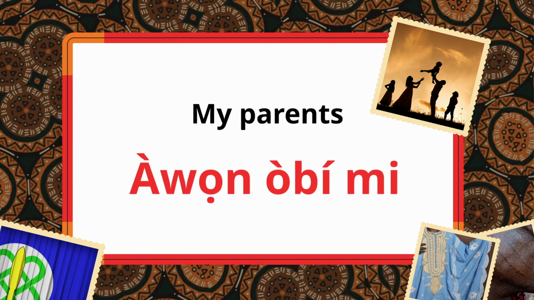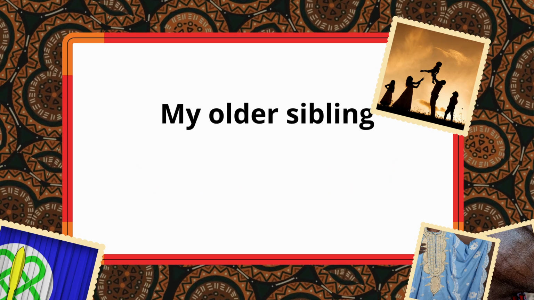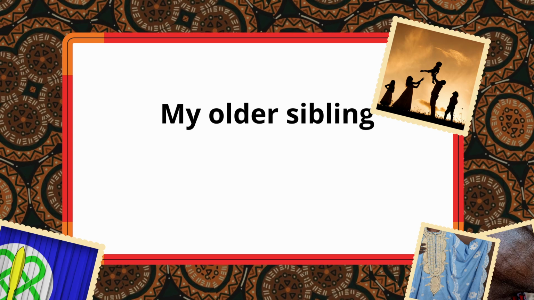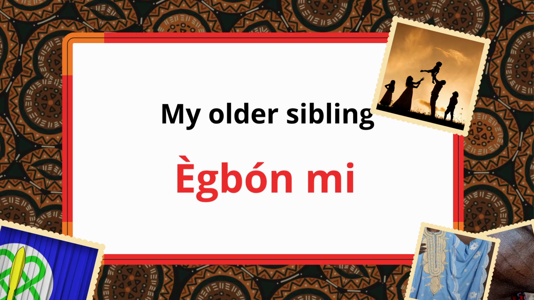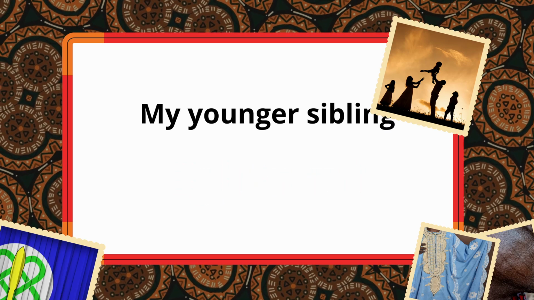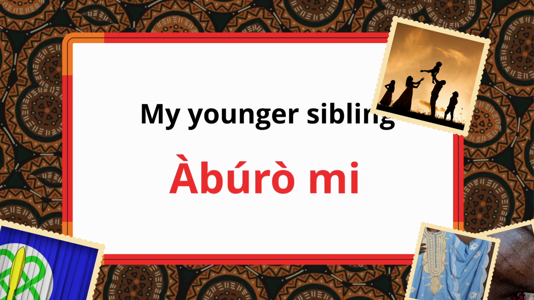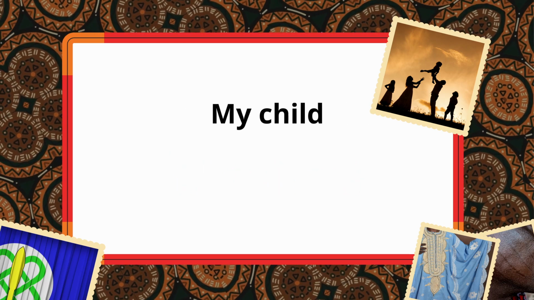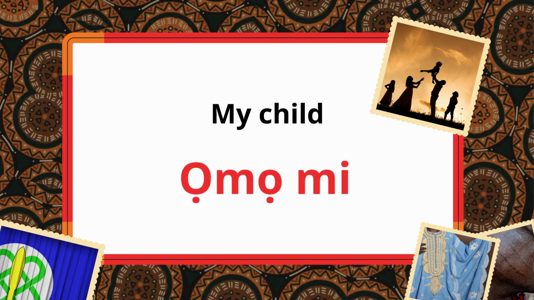If you want to say my older sibling, you will say ẹ̀gbọ́n mi. Ẹ̀gbọ́n mi, that is your older sibling. If you want to say your younger sibling in Yoruba, you say àbúrò mi. Àbúrò mi.